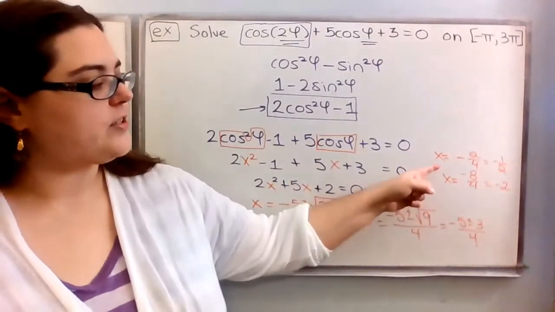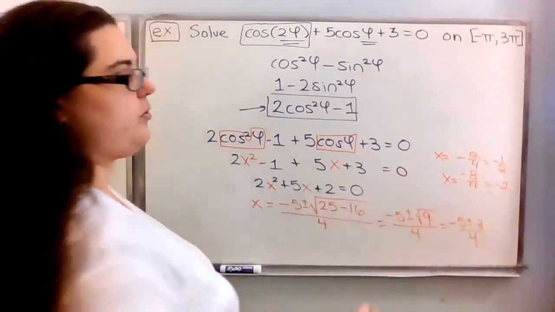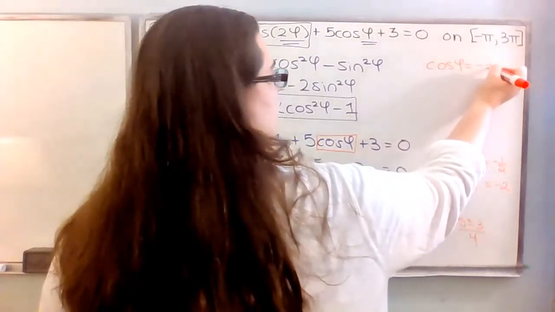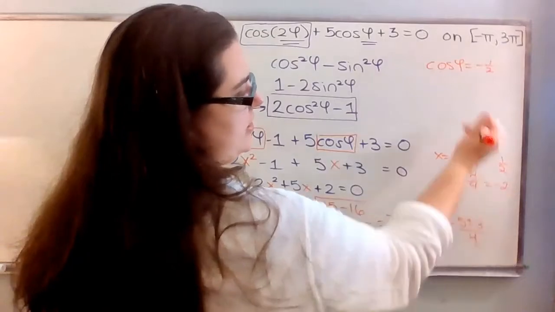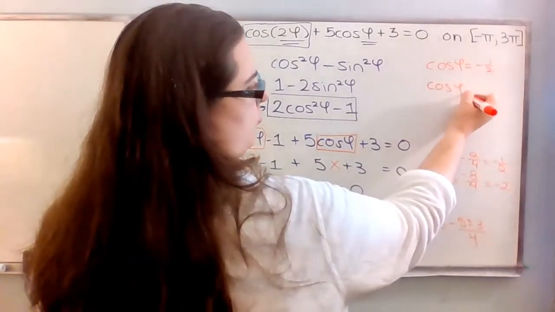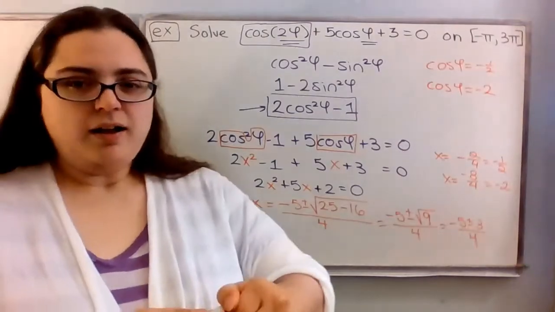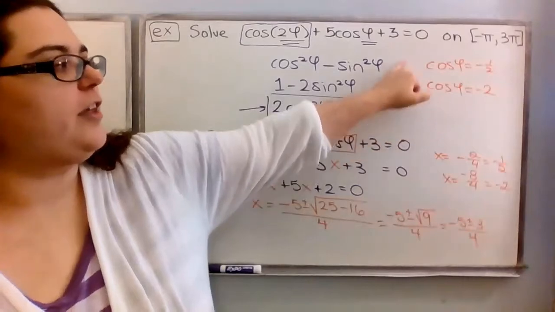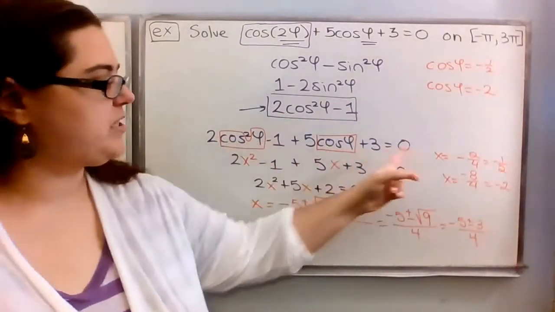So I can rewrite this so that I have cosine of phi is negative 1/2. So let me write that up here. Cosine of phi is negative 1/2. And from this one, we have cosine of phi is negative 2. So we have more work to do, but we at least have a much simpler looking thing for us to review than this beast here.